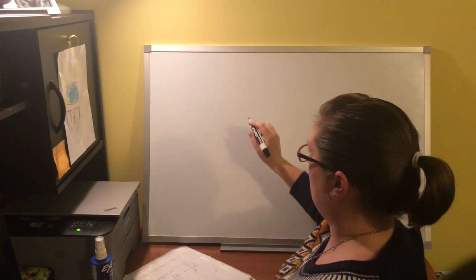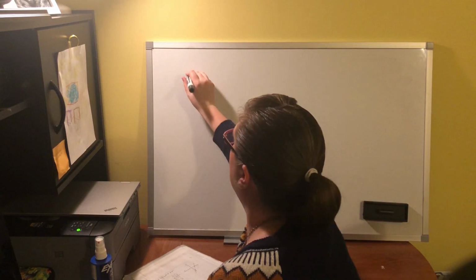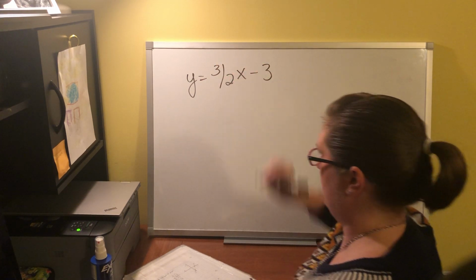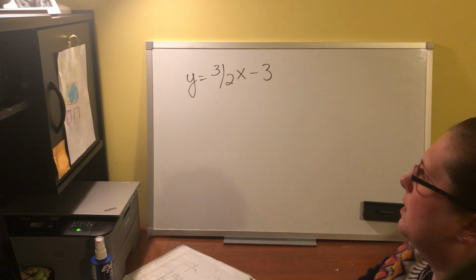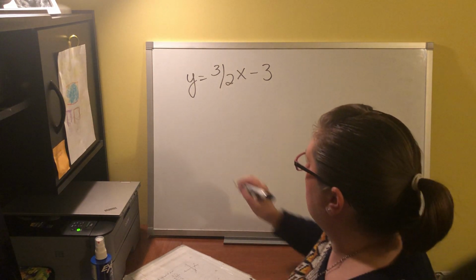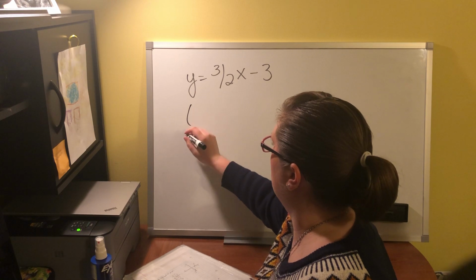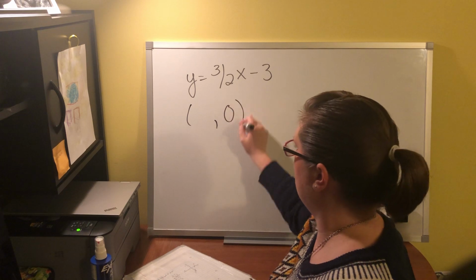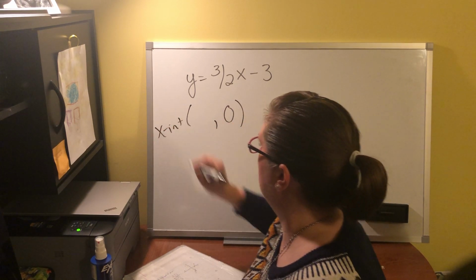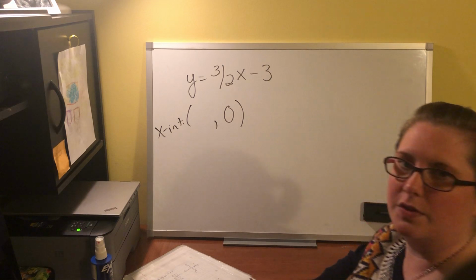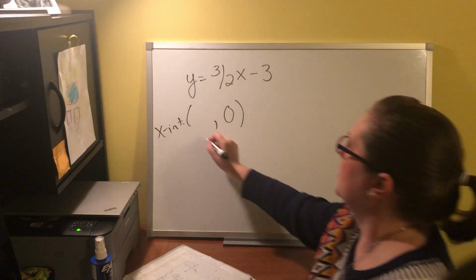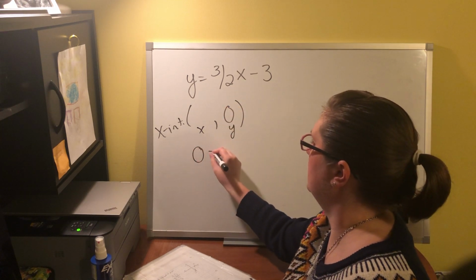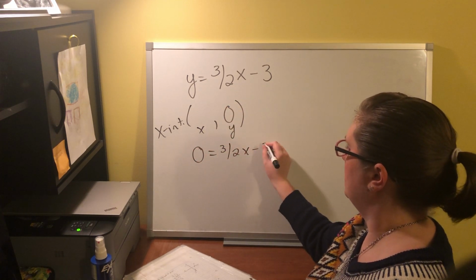All right, we're doing the same thing. We're using our intercepts to graph, and let's look at y equals 3/2 x minus 3, okay? Which one do we want to do first? Let's do the x-intercept first. When y is 0, we're solving for x. So we substitute in 0 for y. This is a little different. This is 0 equals 3/2 x minus 3.